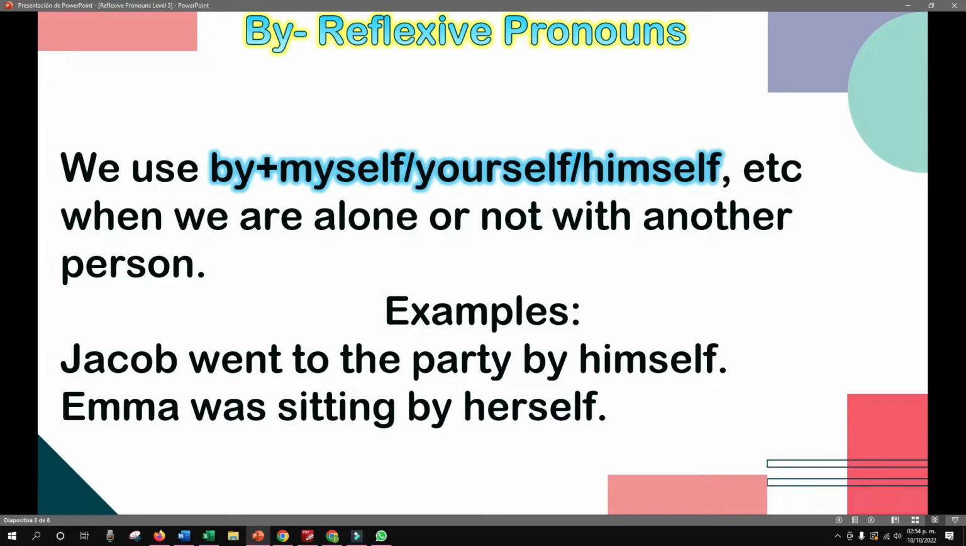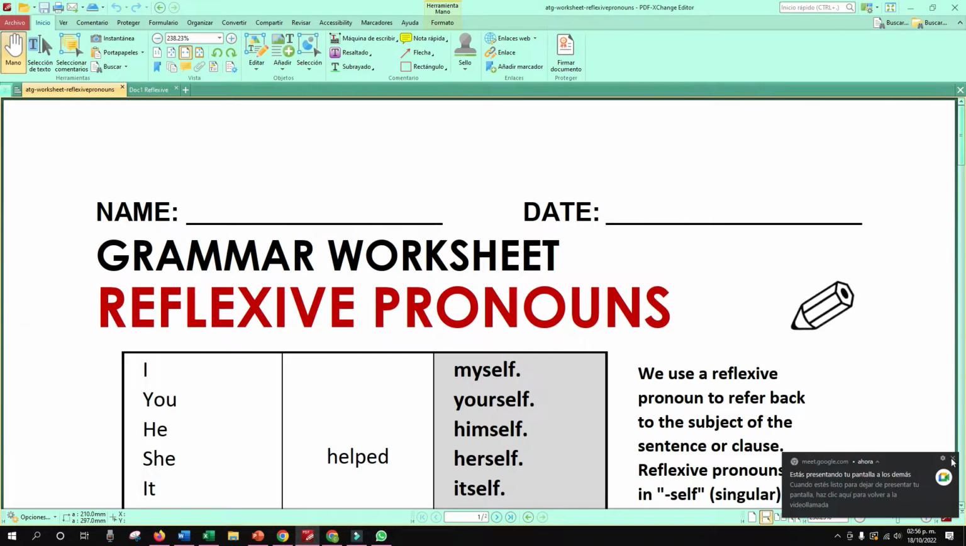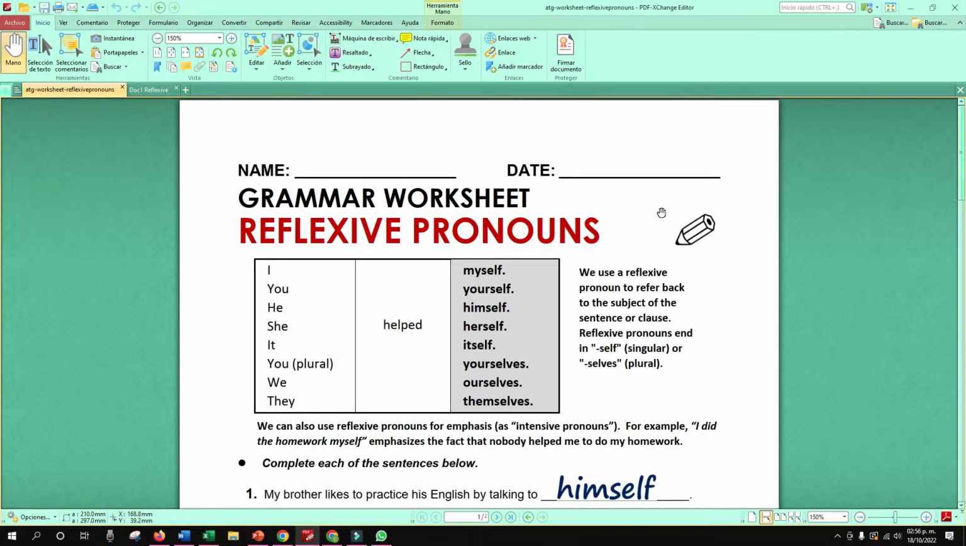Emma was sitting by herself. Also, right? Emma, right? You have the verb be. In this case, that will be like the auxiliary, that is past continuous, right? Sitting by herself, right? Questions, right? We're going to do the first exercise. There I have these.